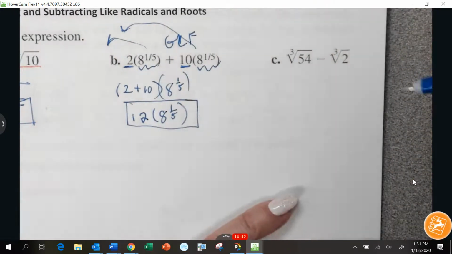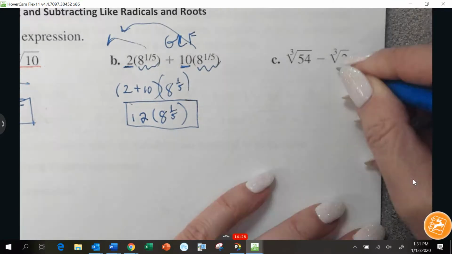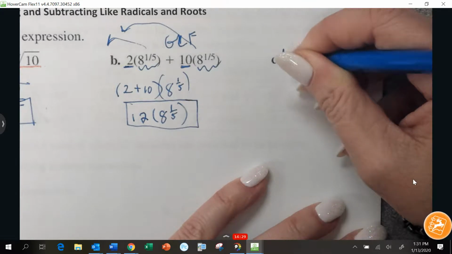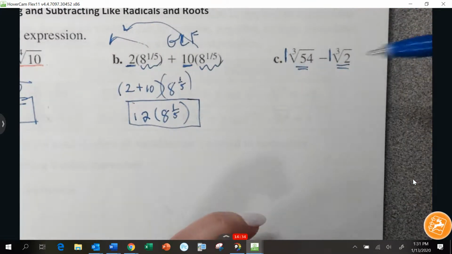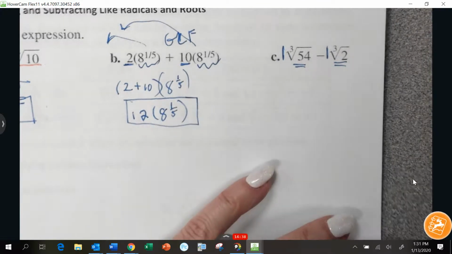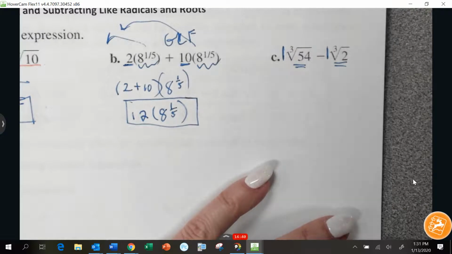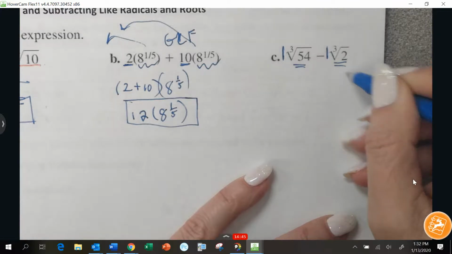C. Do we have like terms? Katie, do we have like terms for C? No, not like indexes. So my coefficient here is a 1 and my coefficient here is a 1. But the index is what determines if they're like terms. The cube root of 54 and the cube root of 2 are not like terms yet. We can make them like terms, perhaps. I hope we can. So 2 I cannot break down any further.